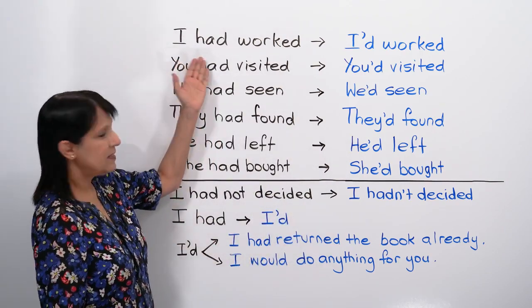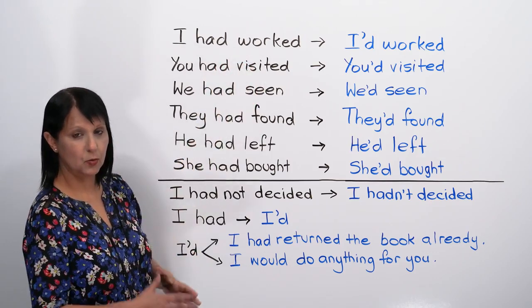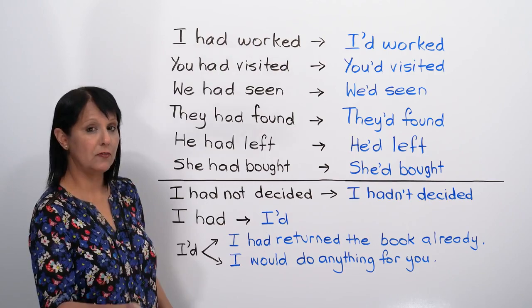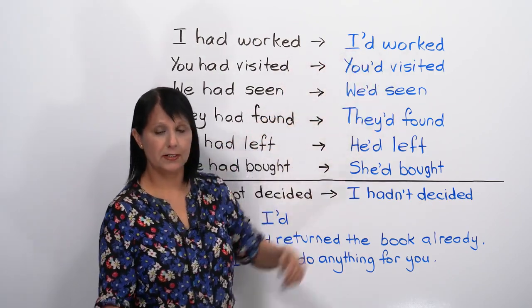So, this is the full form. I had worked. What does it become when we contract it or shorten it in regular conversation? It could be I'd worked. All right?